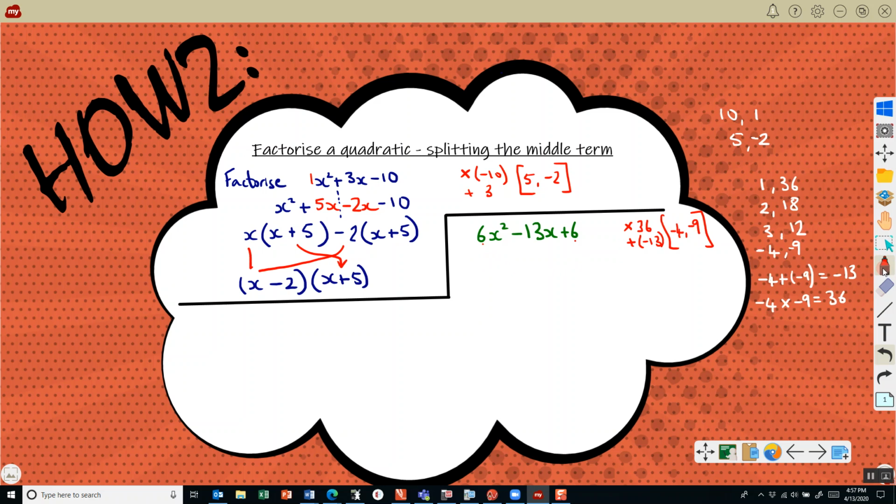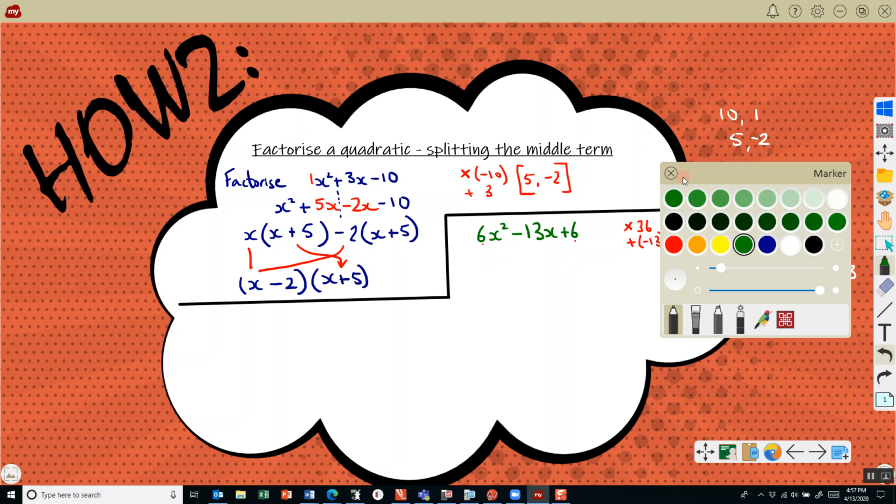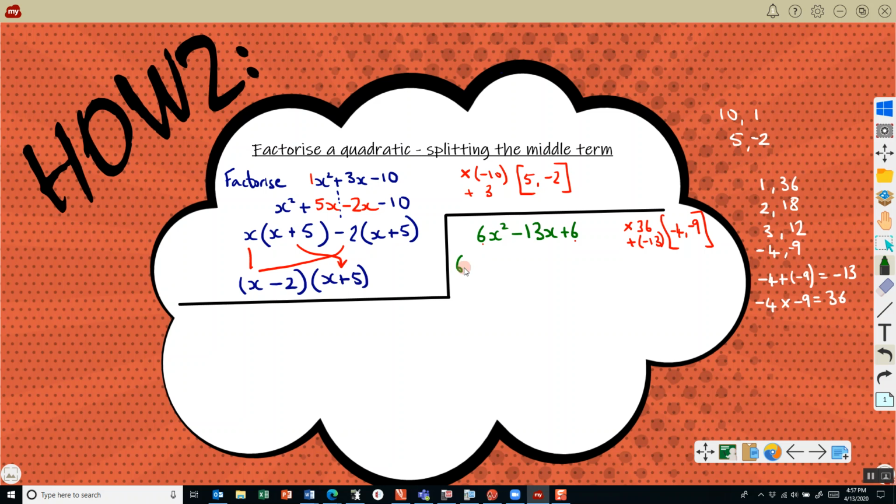When you've got the two numbers, you just substitute them in. So I've got 6x squared minus 4x, just take on this number, and then minus 9x plus 6. We then drop a line down and take out a common factor here.